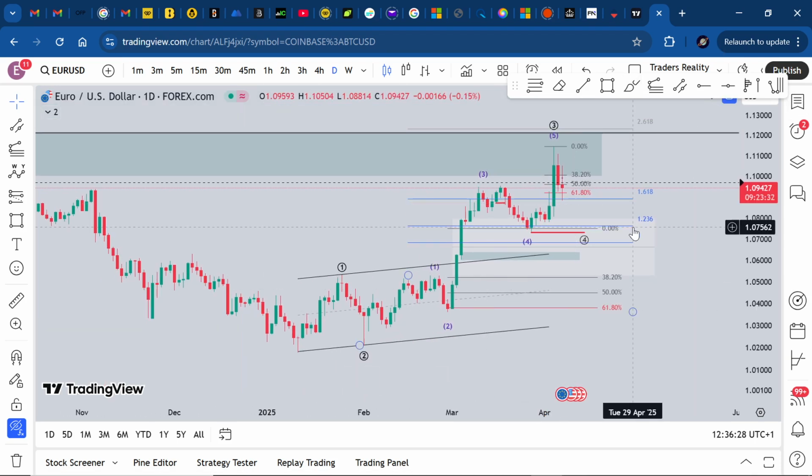Today I'm in shorts currently because I believe we finished the black wave 3 and that we're looking for a black wave 4, which is going to come to the price territory of the prior wave 4, which is the purple one. And this is the area.